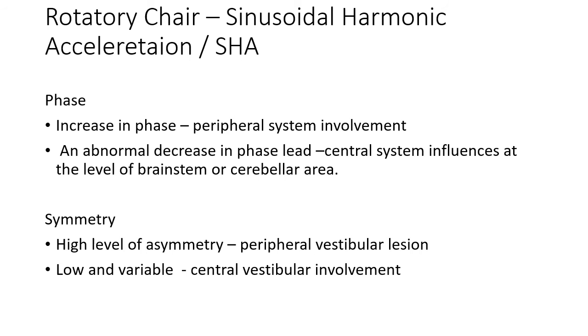And for the asymmetry, which is a measure of compensation, it is calculated as the difference between the slow peak velocity of the left beating and the right beating nystagmus. When it shows a high level of asymmetry, it suggests peripheral vestibular lesions, especially acute lesions, which will gradually decrease as symptoms improve. And when it shows a low asymmetry, it suggests central vestibular involvement.